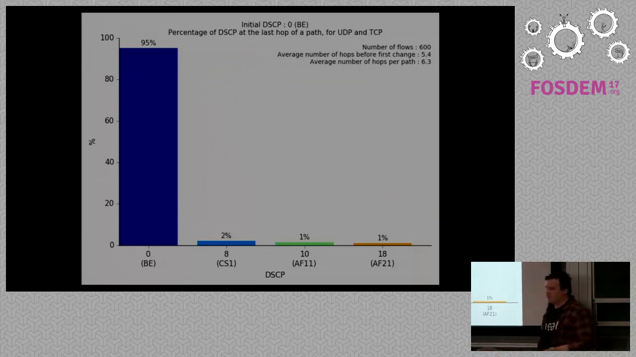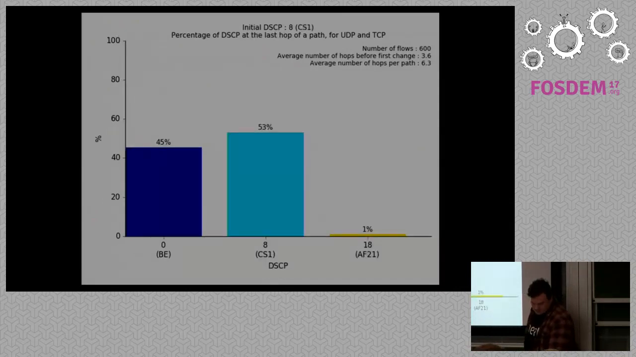So this is the behavior we expect to see. We see a lot of our BE traffic get through. Most of the remarking in the internet is bleaching down to zero anyway, so this is a combined number we get. The more interesting one is to look at CS1, which is DSCP 8.